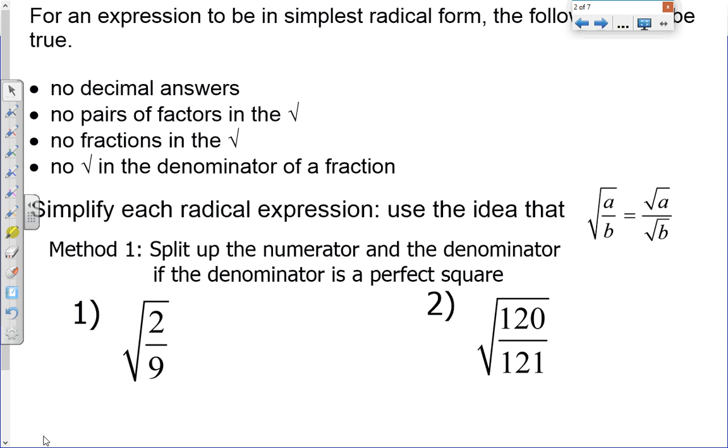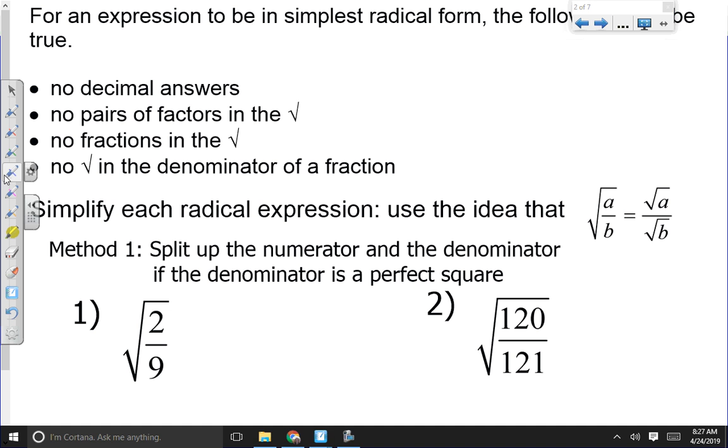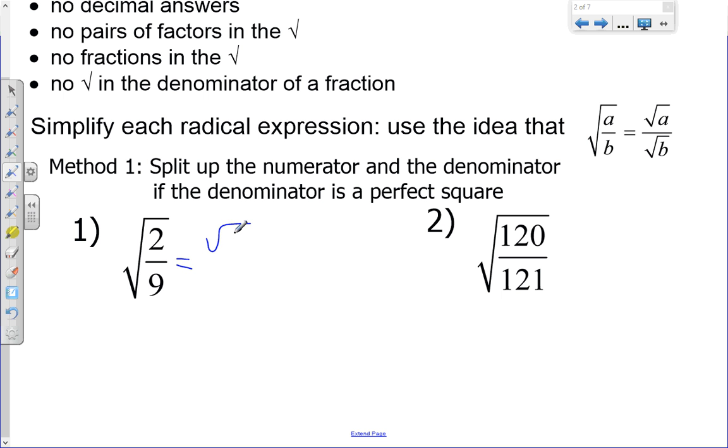Yeah. So if it is, I'm going to split up the numerator and denominator. So I'm going to rewrite this as the square root of 2 over the square root of 9. Now my rule is still in violation. This time I'm not violating rule number 3 because I don't have a fraction under the radical. I have 2 under the radical and I have 9 under the radical. But the rule I'm violating is the 4th one. I can't have a radical in my denominator, but it's okay because 9 is a perfect square, right guys? What is the square root of 9? 3. So I'm going to simplify that perfect square and call it a 3.